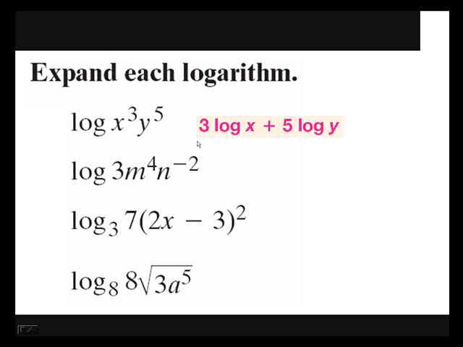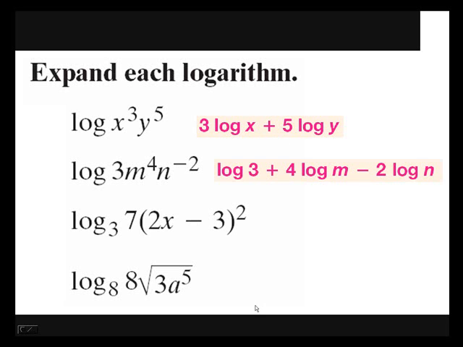That first one would be 3 log x, so the x cubed, the 3 can fly out to the front, plus 5 log y. Remember, the 5 can fly out to the front, and multiplication is addition when we deal with logs. If you haven't already, try those other ones.